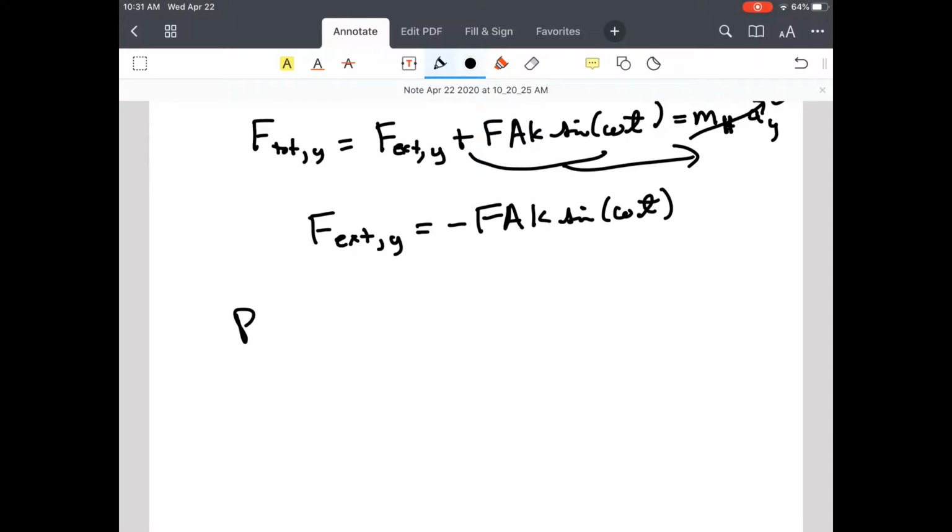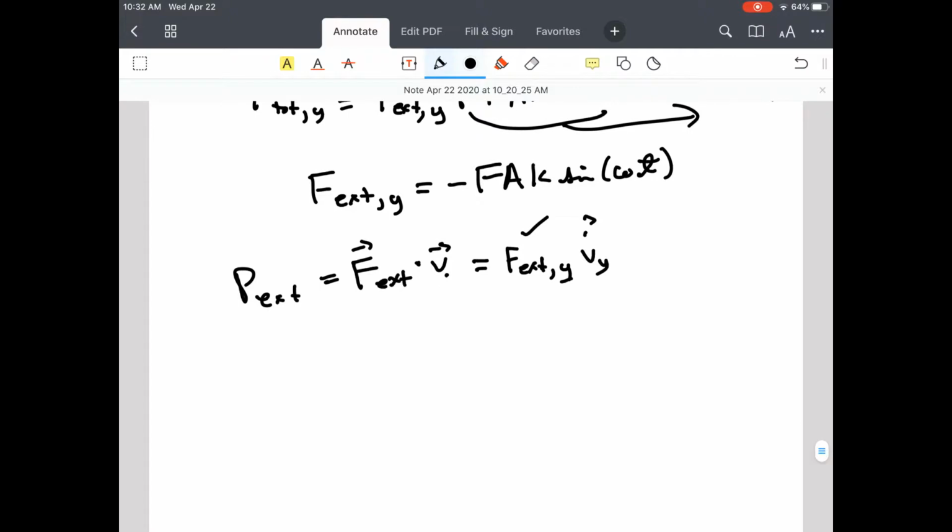If I want to calculate the power that I have to apply, you may remember this formula. Power is simply force dotted into velocity. My velocity is entirely in the y direction. It's only moving up and down. So this is just F external y times velocity in the y direction. All right, so we now know F external y. Let's quickly figure out what's the velocity. Again, we've solved this. The velocity in the y direction is simply dy dt, evaluated at x equals 0, right, at this boundary point where we're doing all the motion.